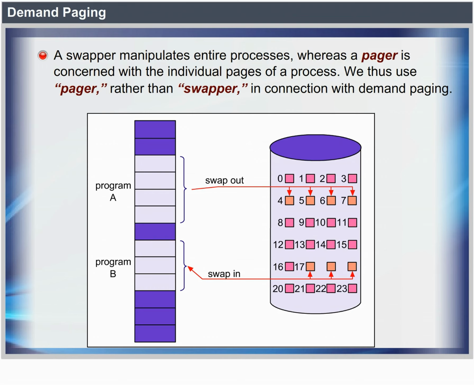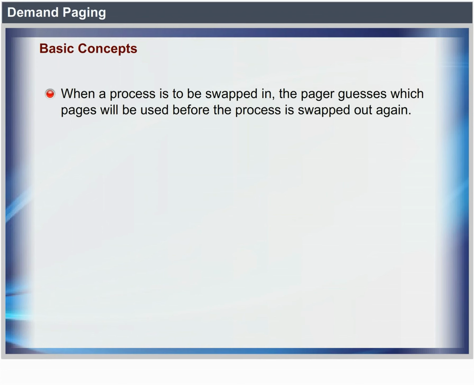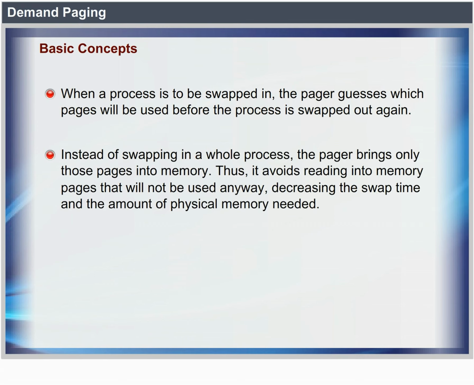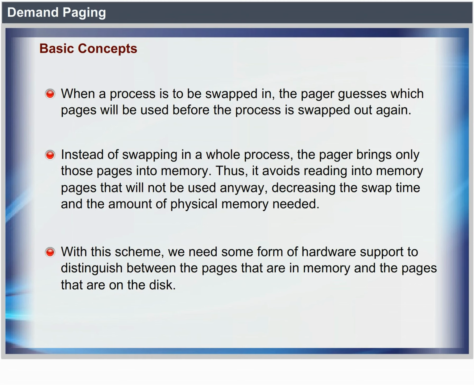Basic concepts. When a process is to be swapped in, the pager guesses which pages will be used before the process is swapped out again. Instead of swapping in a whole process, the pager brings only those pages into memory. Thus, it avoids reading into memory pages that will not be used anyway, decreasing the swap time and the amount of physical memory needed. With this scheme, we need some form of hardware support to distinguish between the pages that are in memory and the pages that are on the disk.